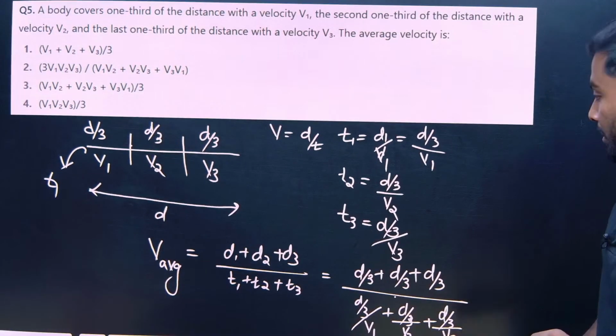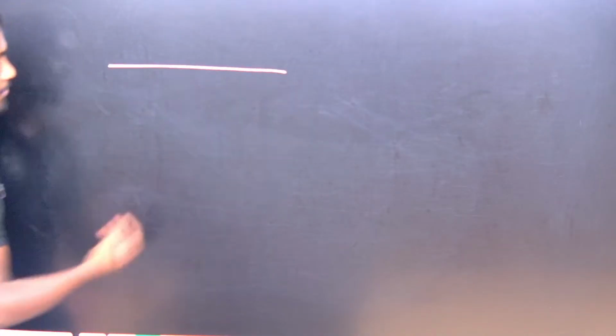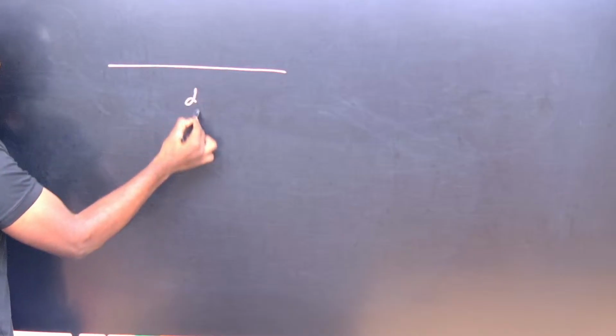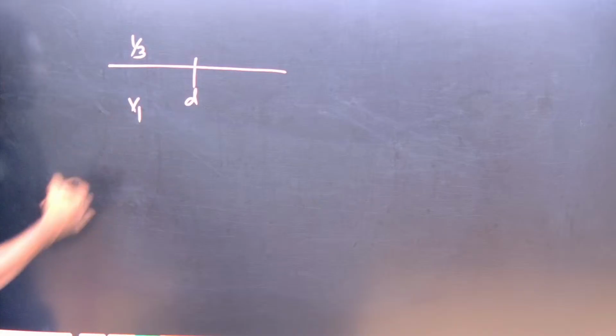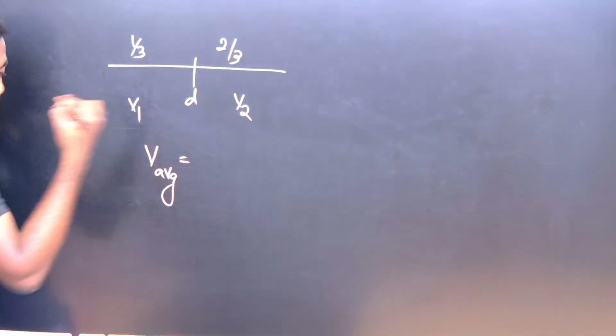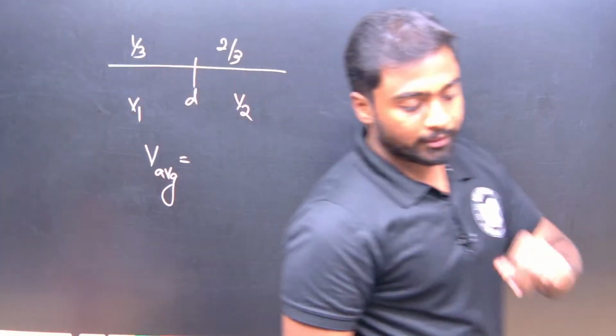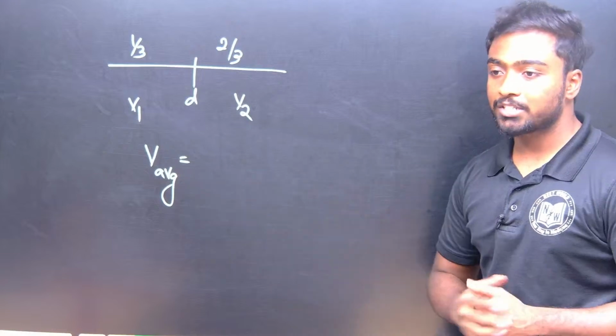Option 2. So now one more question I will give. The distance travelled is d. Okay, so 1/3 of the distance is v1. 2/3 of the distance is v2. Find v average. This is the homework question. Take this question. 1/3 of the distance is v1. 2/3 of the distance is v2. I need to find the v average now.